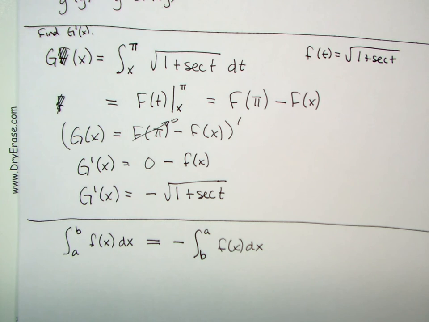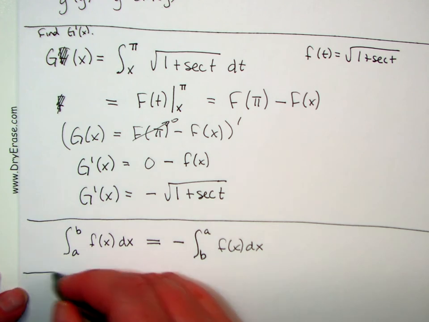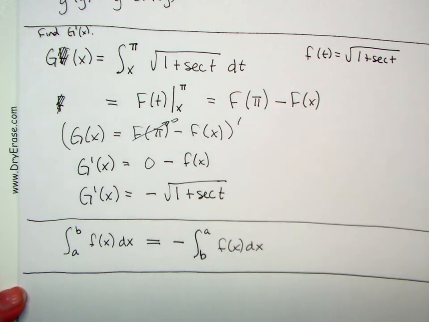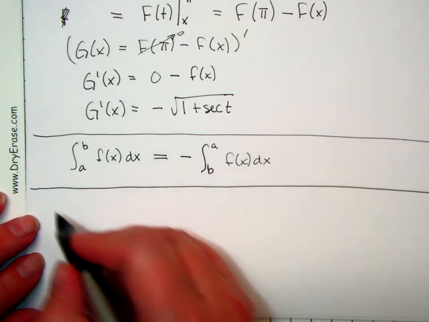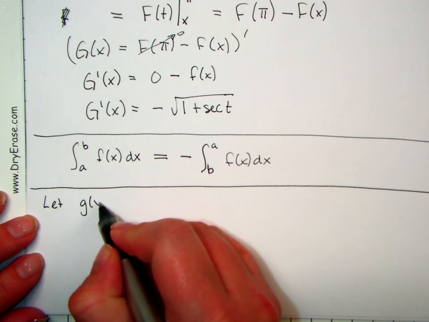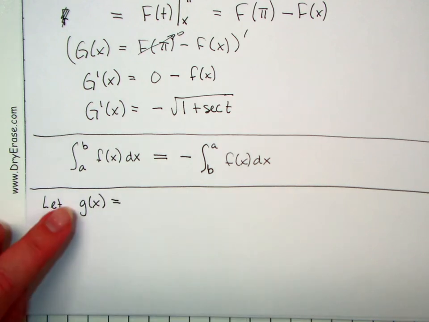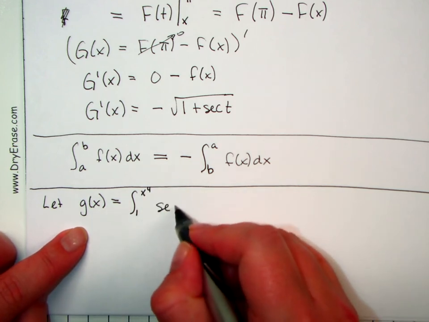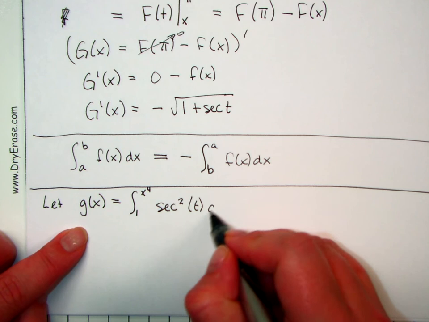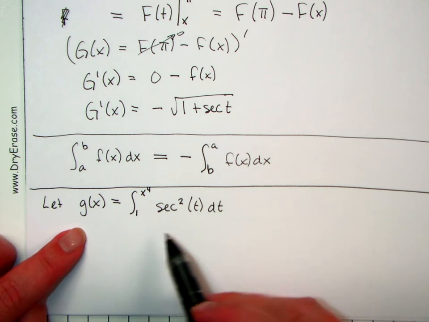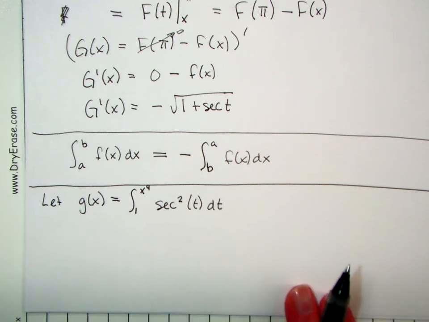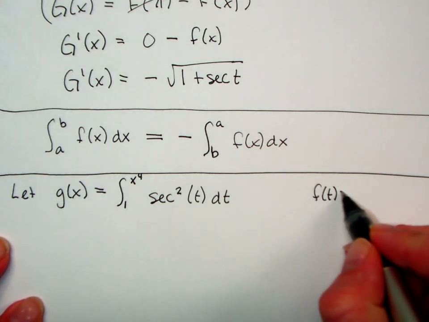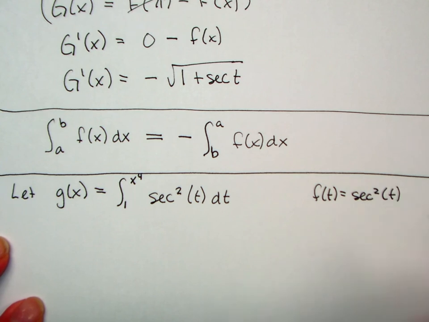So what I'd like to show you now, okay, is yet another variation of this problem, okay? So let's let g of x be the integral from 1 to x to the 4th of secant squared t dt, right? So we do have the constant on the bottom, but we have an x to the 4th on top, right? And just to remind you, little f of t is secant squared of t, right?